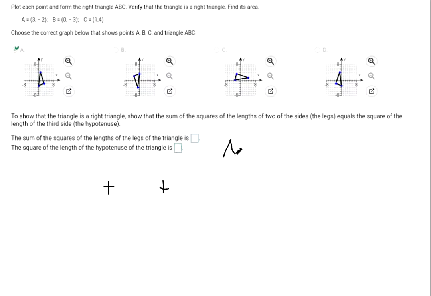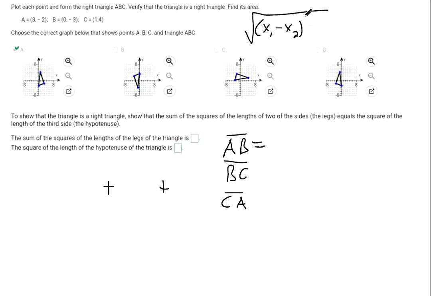I mean, there's a line segment AB, which just means the line from point A to point B. There's a line from point B to point C, and then there's a line from point C to point A, or vice versa. You could switch up the orders on those. And the only way to get the distance of those lines is to use, I'll write it over here, the distance formula, where you subtract the x-coordinates, you square it, and then you add the difference of the y-coordinates squared.